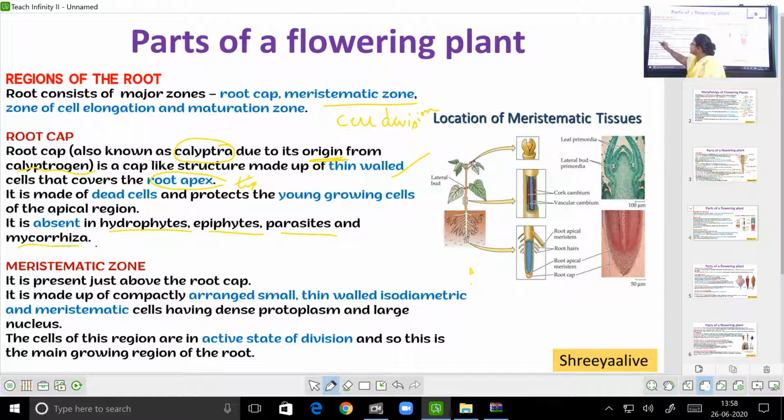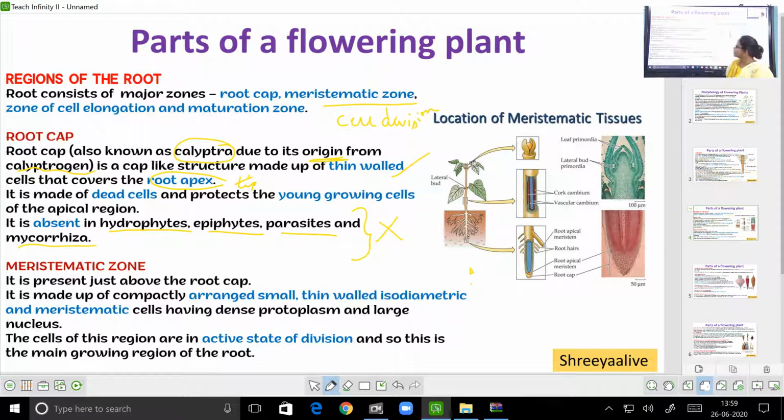And mycorrhiza, okay, mycorrhiza is nothing but the association of fungus, fungus, rhiza means root. The association of a fungus with the roots of higher plants is called mycorrhiza. So root caps are completely absent in these four types: hydrophytes, epiphytes, parasites and mycorrhiza.